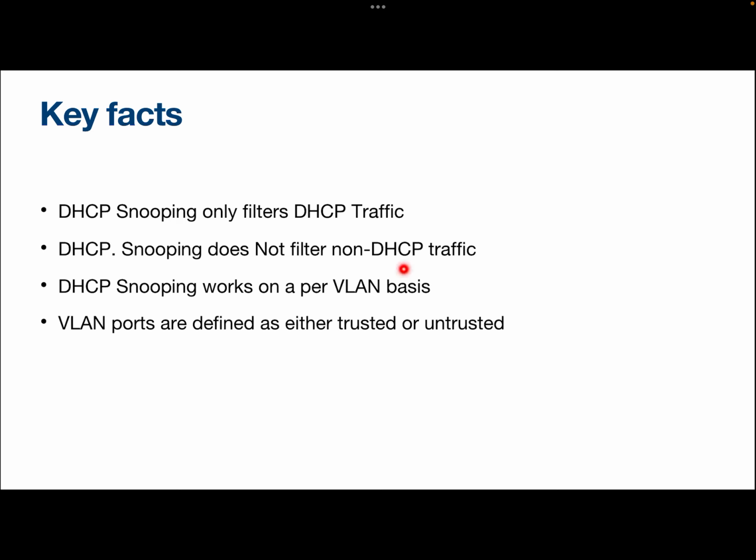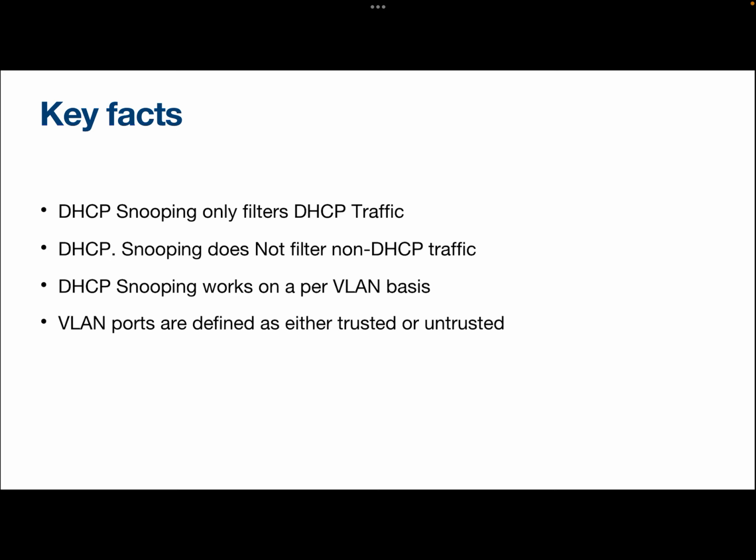When it comes to configuring DHCP snooping, you have to first globally enable DHCP snooping, and then you have to enable it per VLAN. So this is something very important. And then finally, VLAN ports. When we're looking at DHCP snooping, our VLAN ports can be defined as either trusted or untrusted.